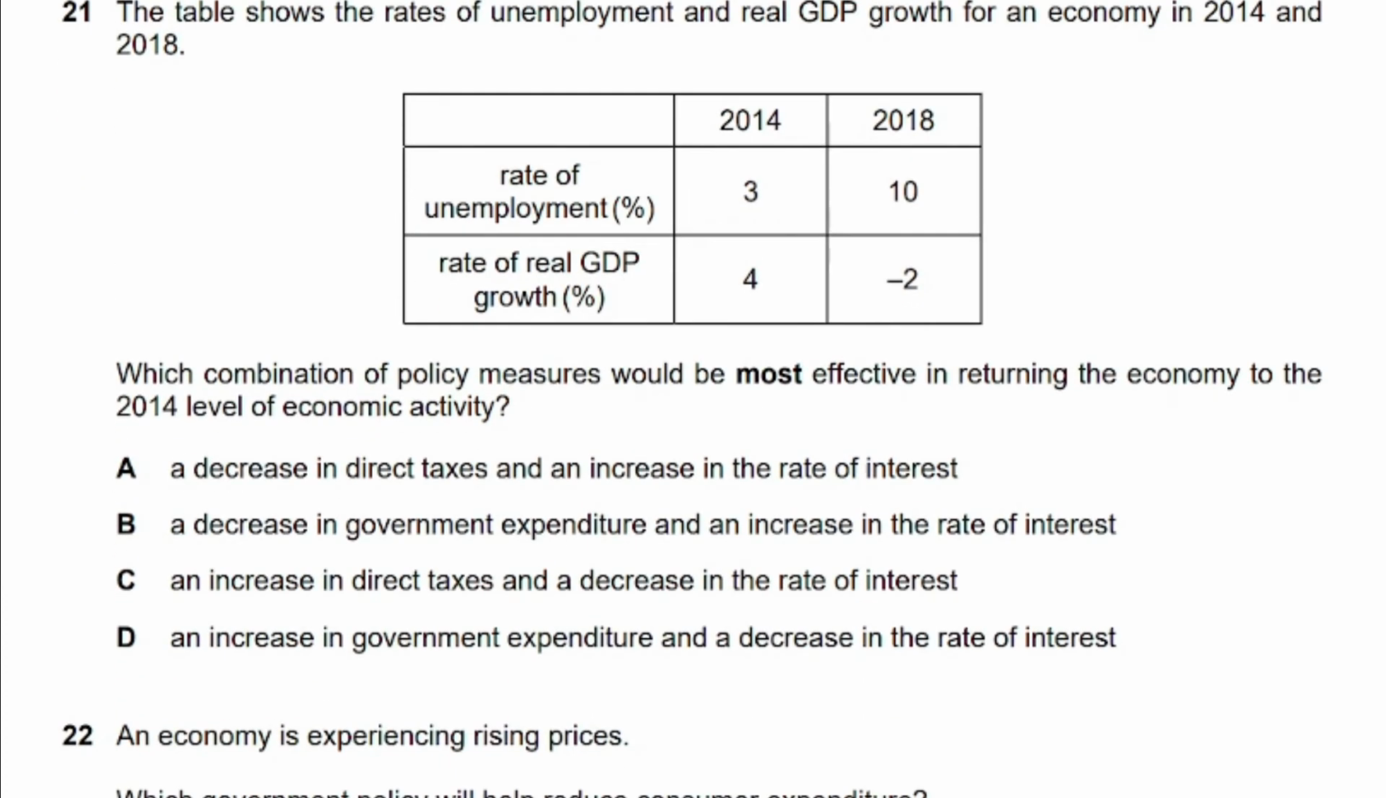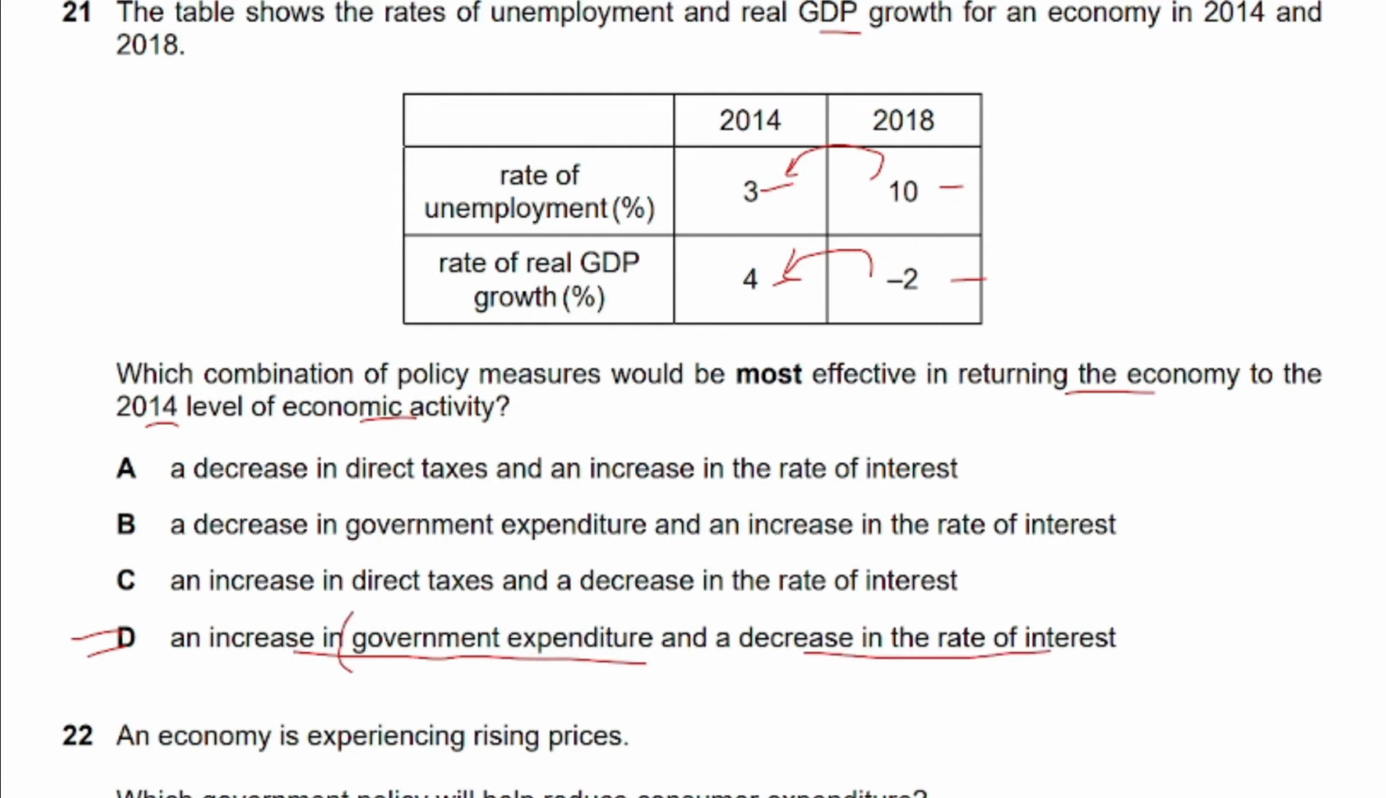Question number 21: the table shows the rate of unemployment and real GDP. The rate of unemployment was 3, now it is 10%, 4 and minus 2%. So GDP has decreased and the unemployment rate has increased. Which combination of policy measures would be most effective in returning the economy to the 2014 level of economic activity? It means we want to reduce unemployment and increase economic growth. How can it be achieved? It can be achieved by an increase in government expenditure and a decrease in the rate of interest.